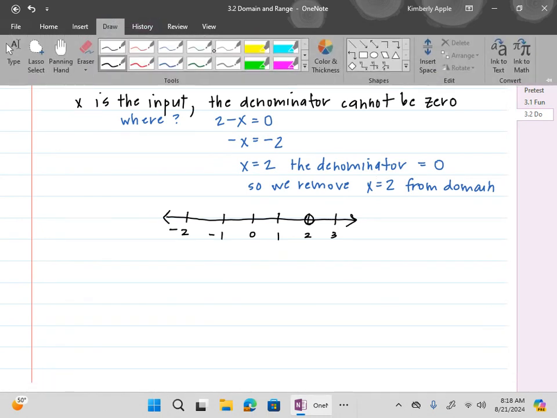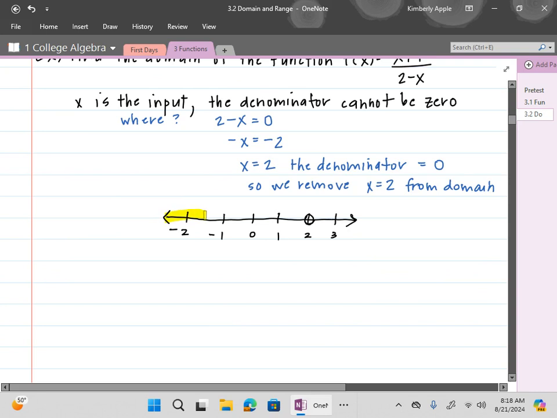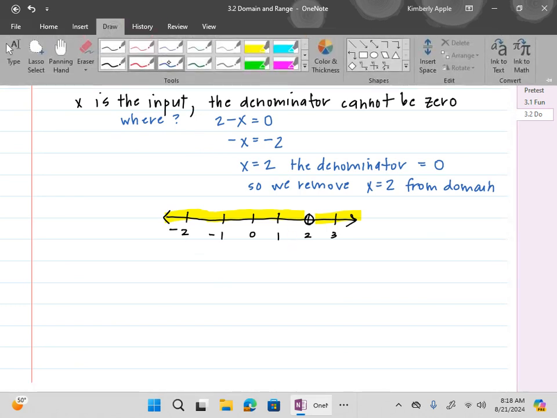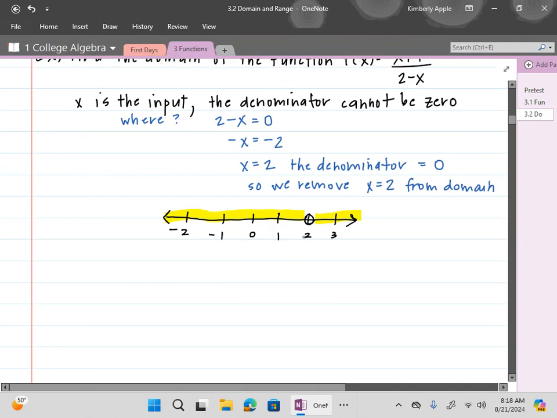If you remember, I said earlier that the domain is everything except what I remove. So all of this yellow is the domain of the function. Notice it is split into two distinct pieces. So when I write this in interval notation, I have to write two separate pieces and stick them together. The way we do this, I'm going to do this piece first.